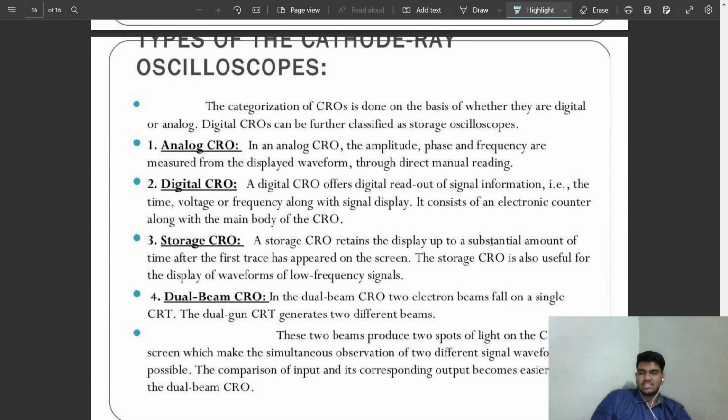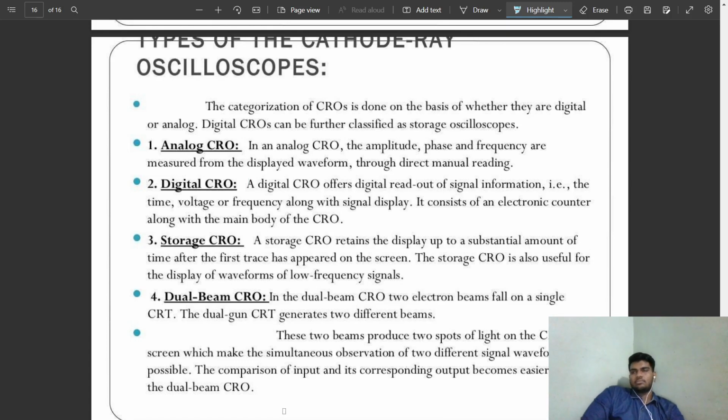Or dual beam CRO. As you can see, dual beam means two electron guns, two beams. So we have two spots of cathode ray on the screen, which means we have two signals. A dual gun CRT generates two different beams. These two beams produce two spots of light on the CRT screen, which make the simultaneous observation of two different signal waveforms possible. The comparison of input and its corresponding output becomes easier due to the dual beam CRO.